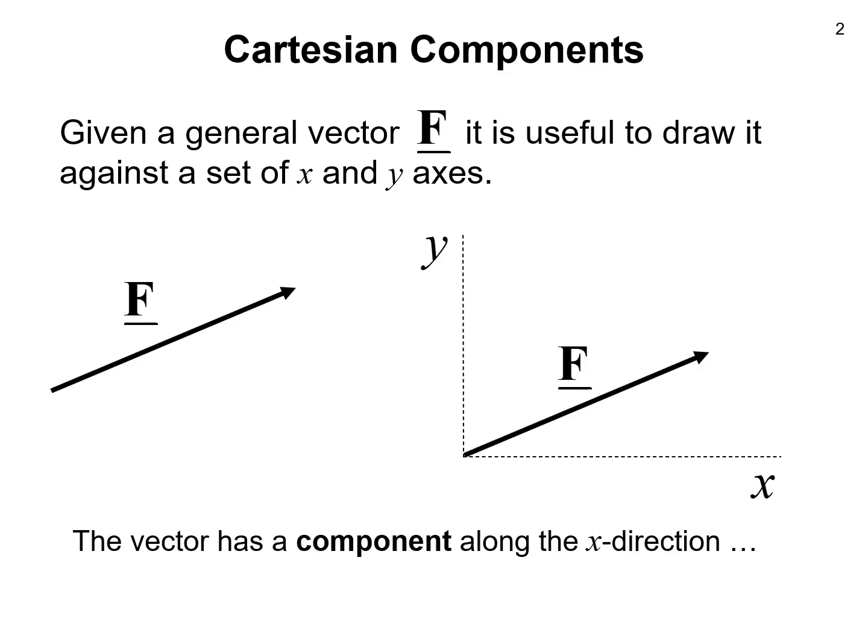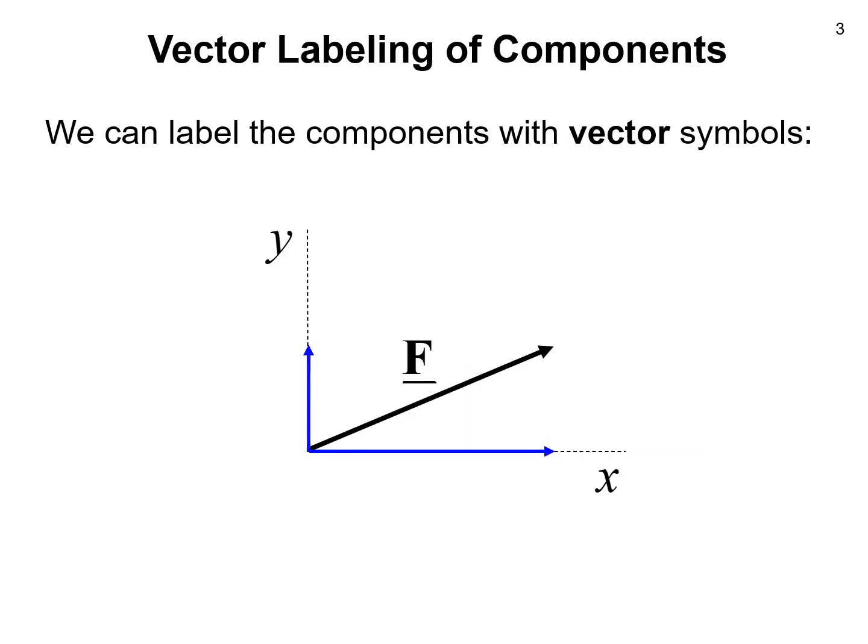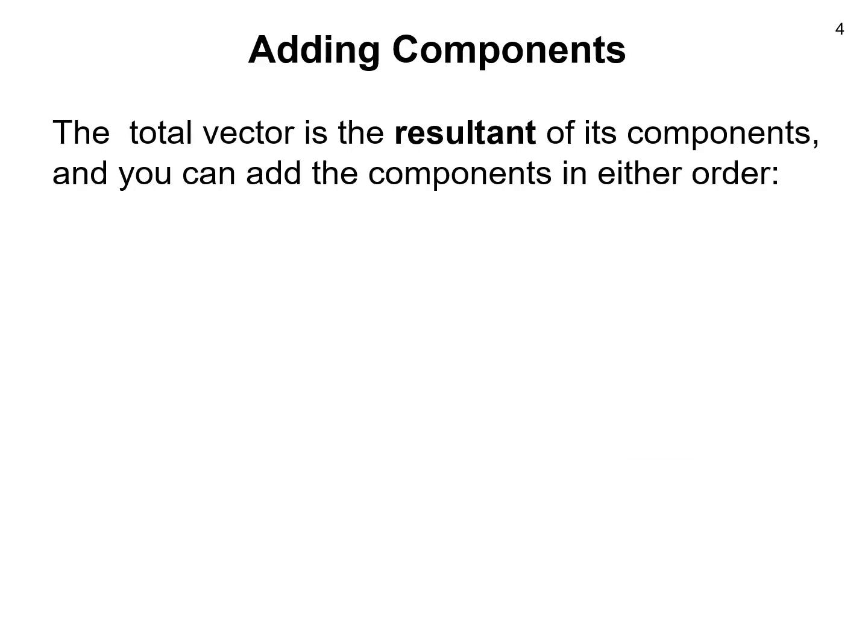The vector has a component along the x direction and a component along the y direction. We can label each of these components with a vector symbol, one for fx and one for fy. And we can understand the total vector as the vector sum of the components.